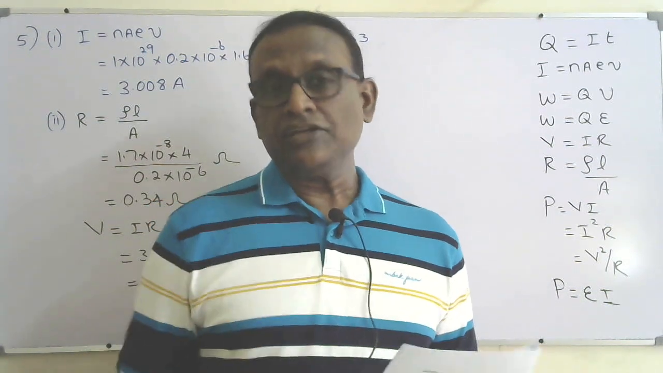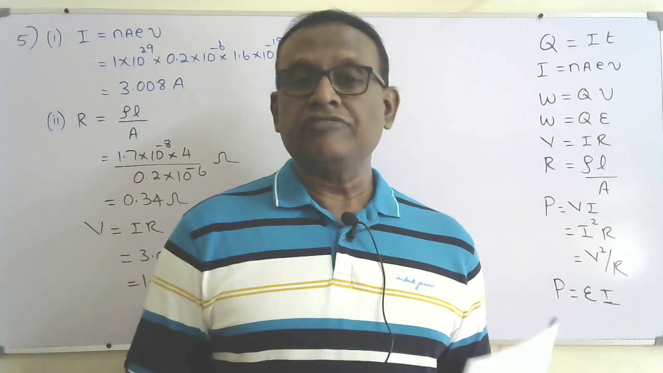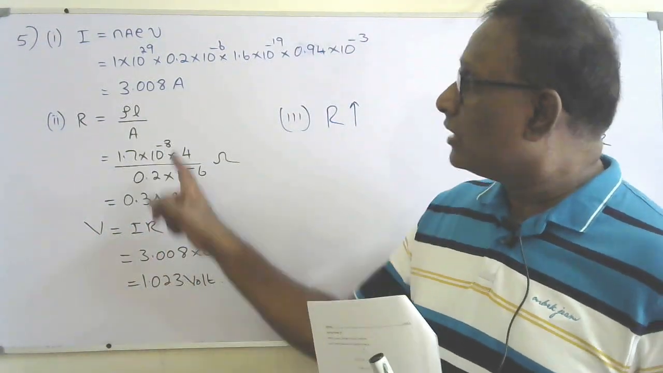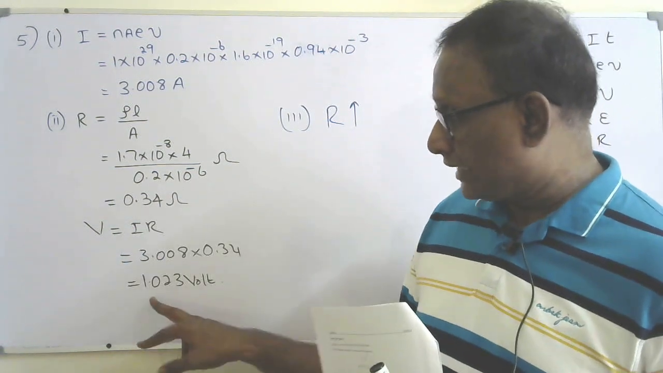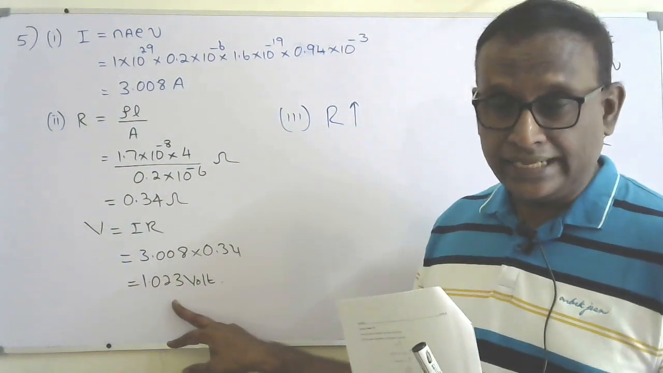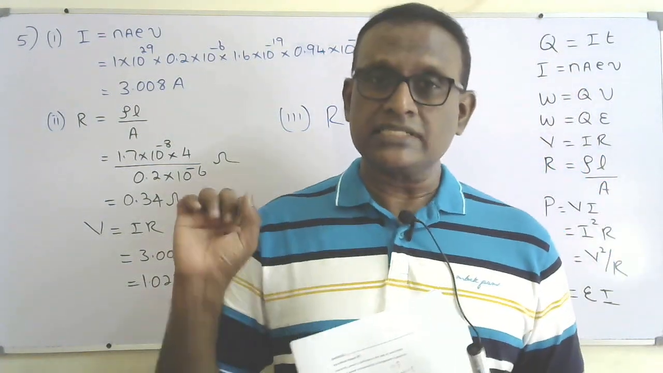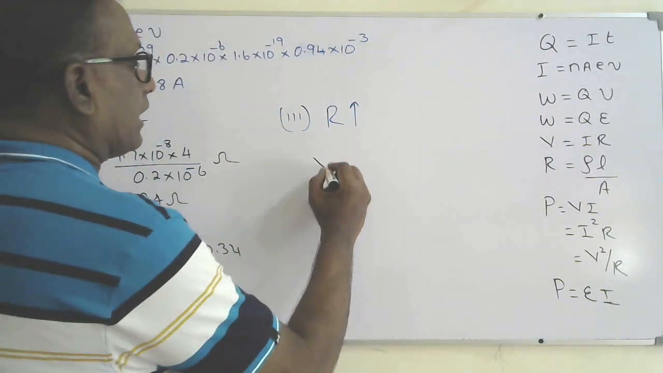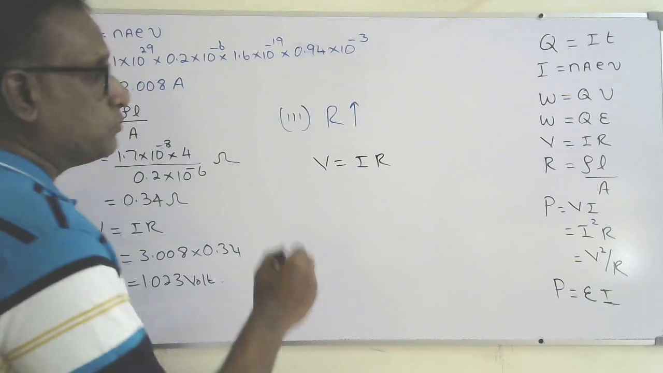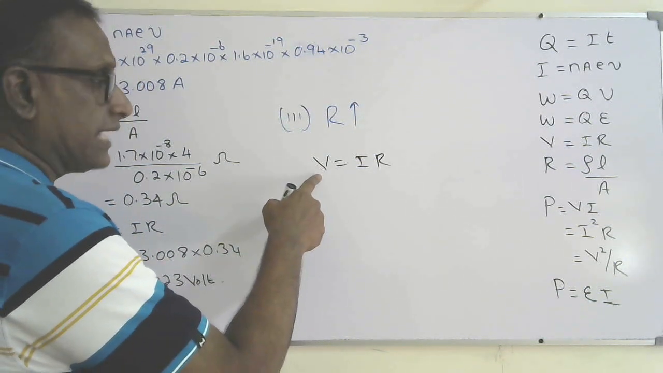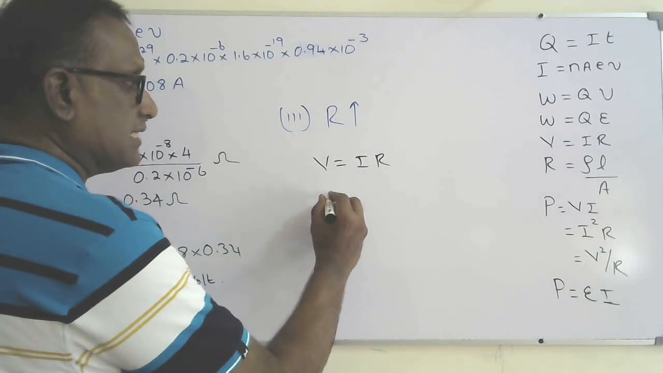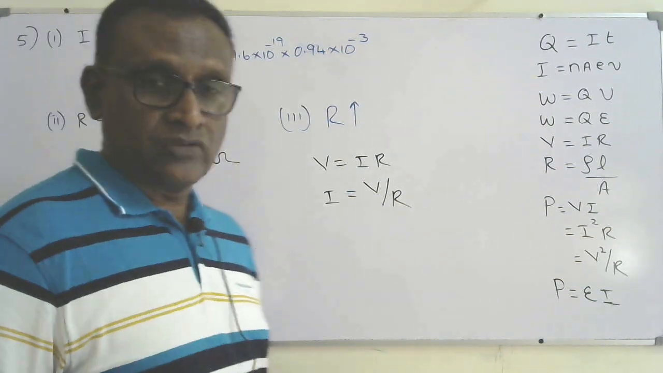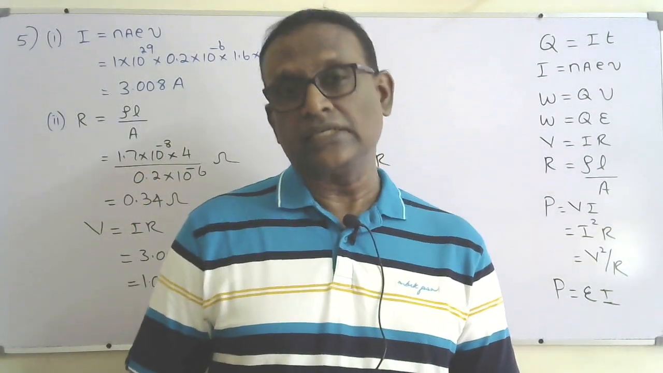Then they're asking about the current flow. And the same potential difference is applied as across the copper wire. We found the potential difference across the copper wire, that is 1.023. The same potential difference is applied across the second wire also. So then you should refer to V equal IR. Since both wires have the same potential difference and the second wire has larger resistance, according to I equal V over R, the current flow in the second wire will be lower than the current flow in the copper wire.